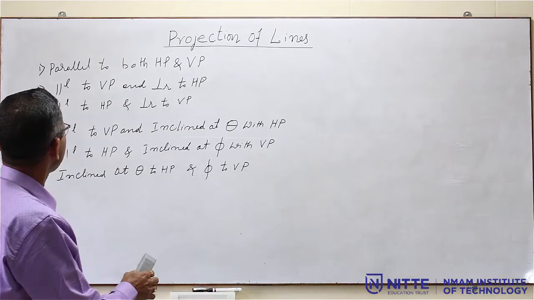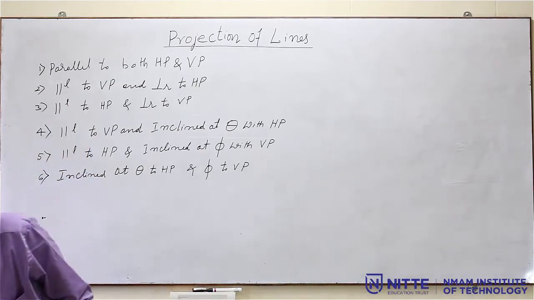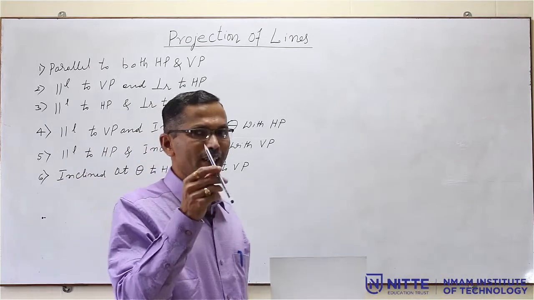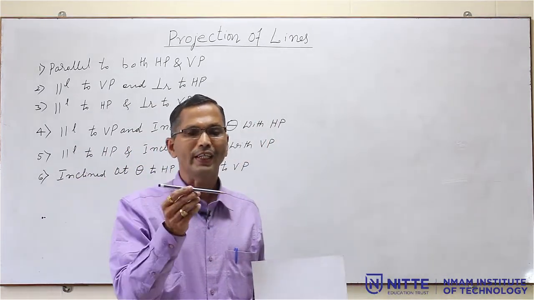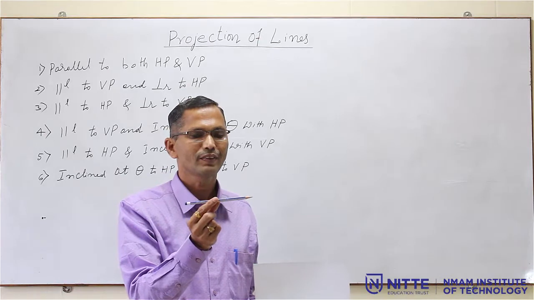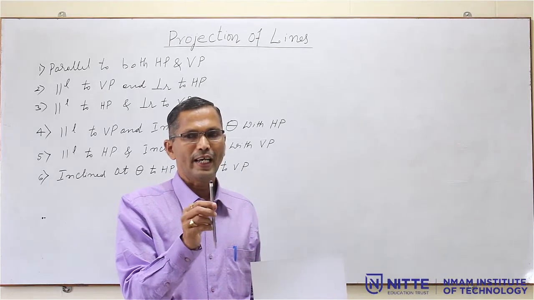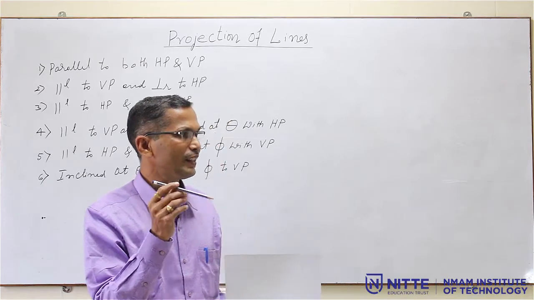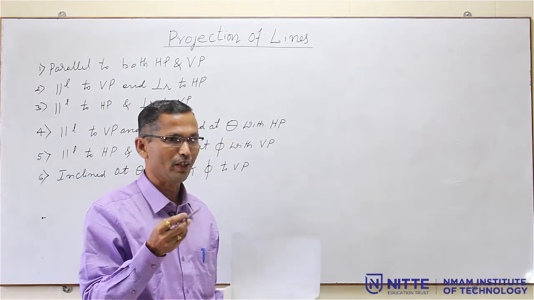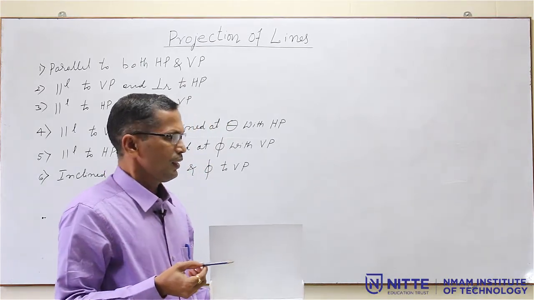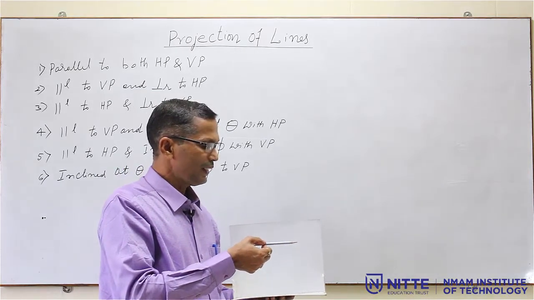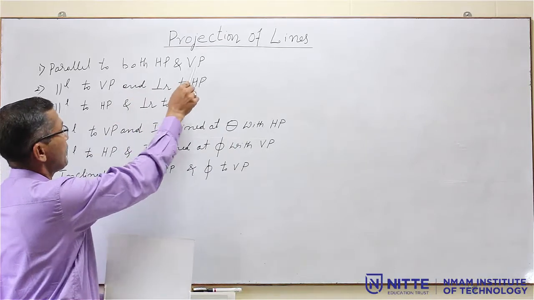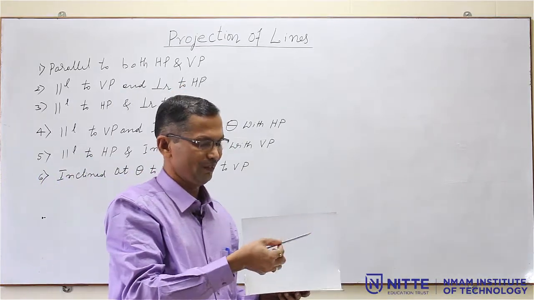First condition is parallel to both HP and VP. For our explanation purpose, I will take this straight line having a length of 100 millimeter, and name of this is A, other end is B. So, that means a straight line AB 100 millimeter long is parallel to both HP and VP, like this.